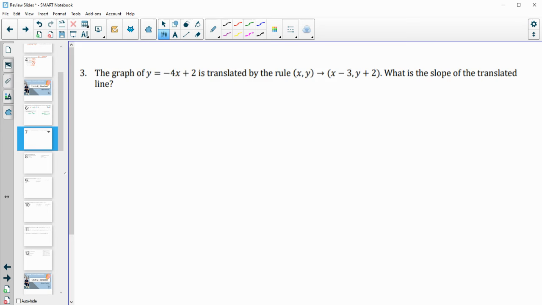Number 3, the graph of y = -4x + 2 is translated by this rule. What is the slope of the translated line? Translated lines means it doesn't change the steepness of the line. It just moves it. So if this is our line, we're just going to be moving it down to the left 3 and up 2. So no matter where I translate this line to, the slope stays the same. So the slope is still going to be negative 4.